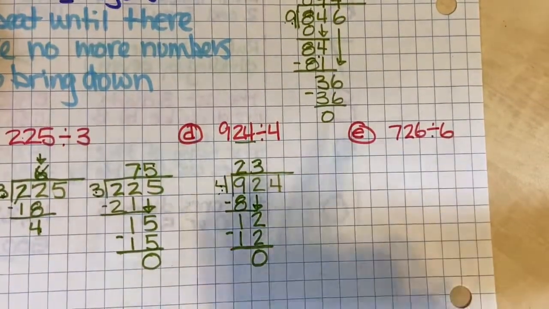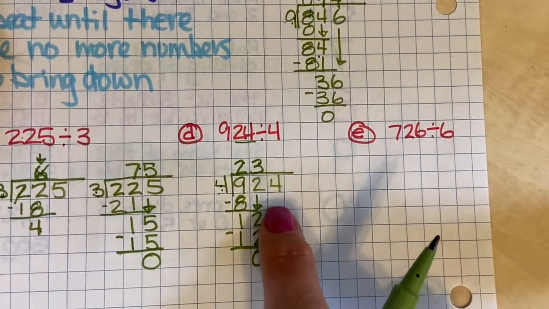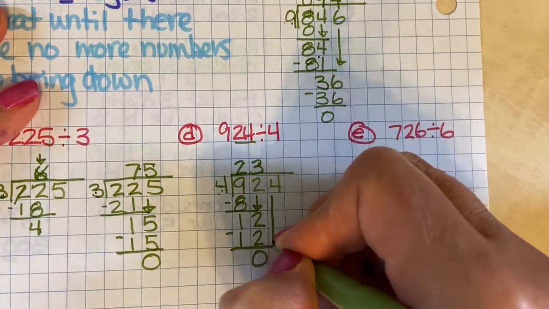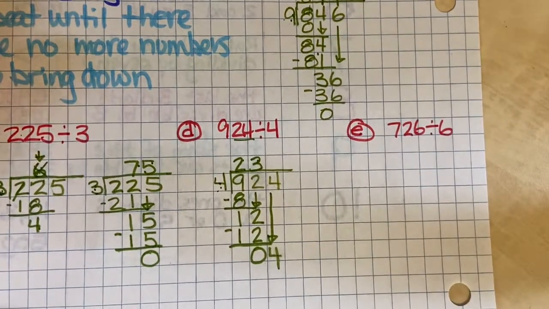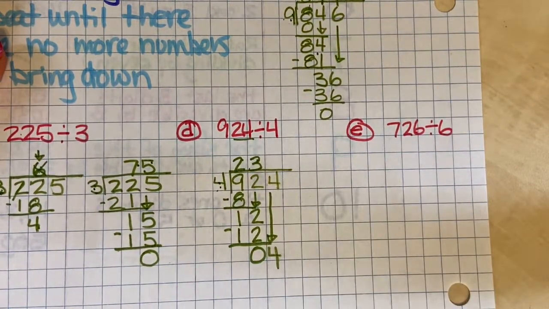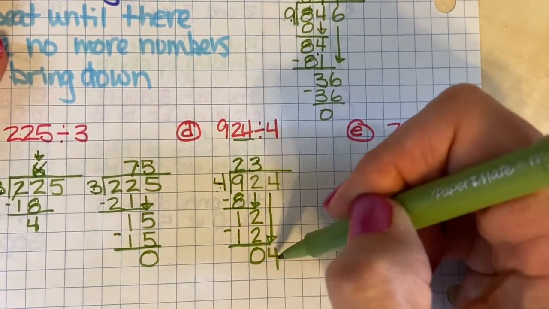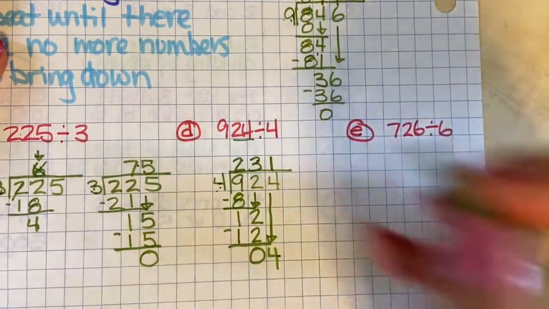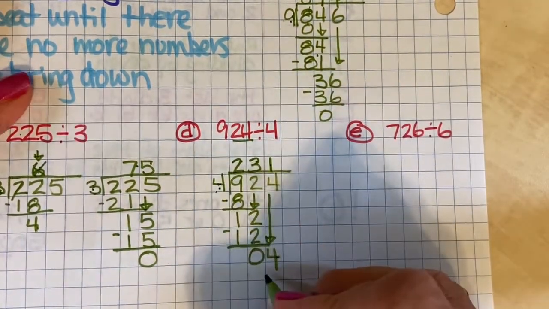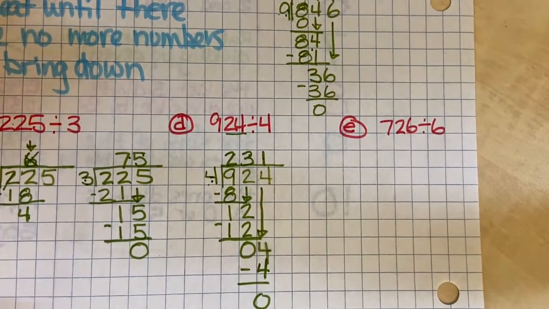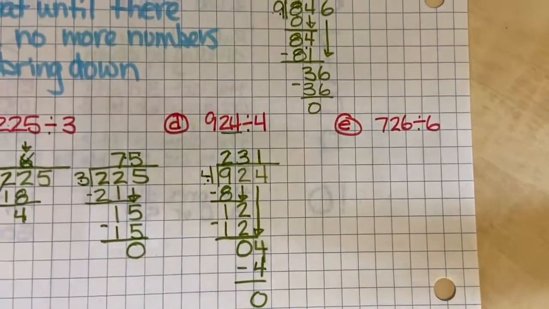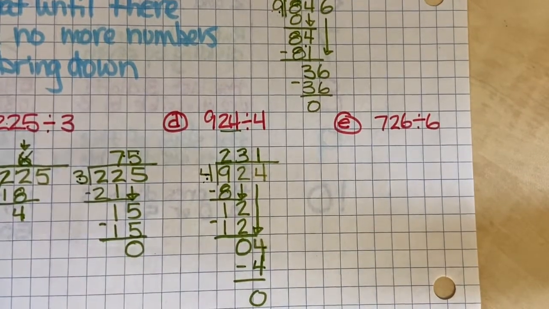I said we're done when we have a 0 remainder, but we still have a number to bring down. So that number's got to come down. Plus, I have this hanging thing over here. I can't have a space hanging there. And then I'd say how many 4s would fit into 4? Well, that would be 1. 1 times 4 is 4. Subtract, and I get a 0 remainder. Now I'm done. Even though I got a 0 remainder there, I still had a number to bring down.